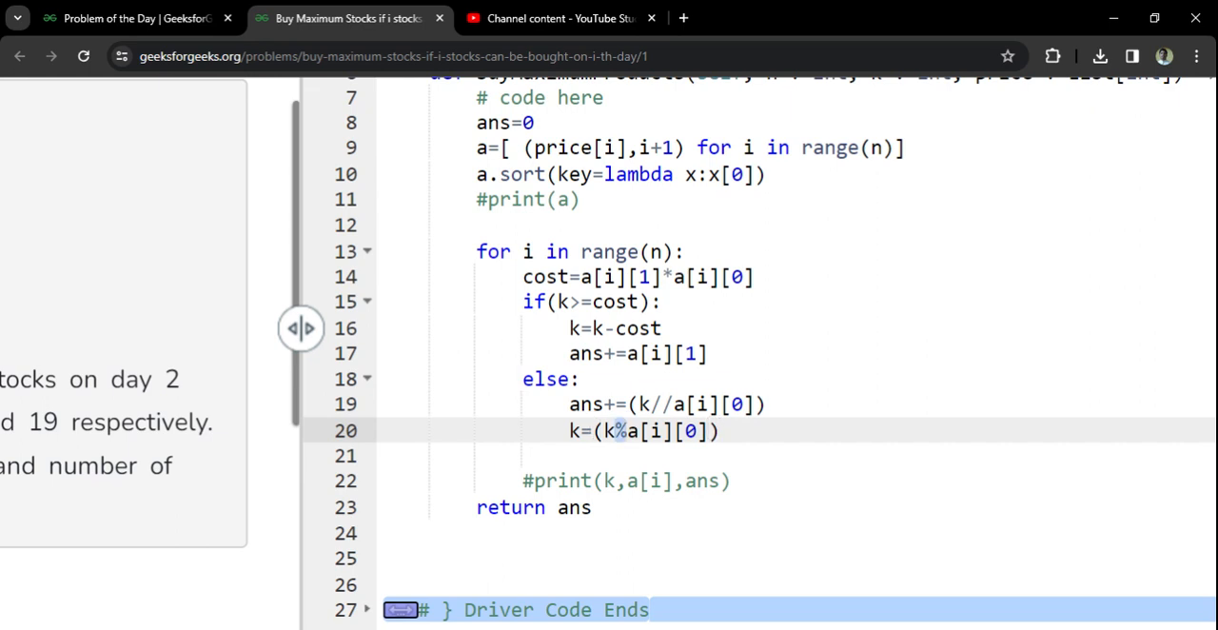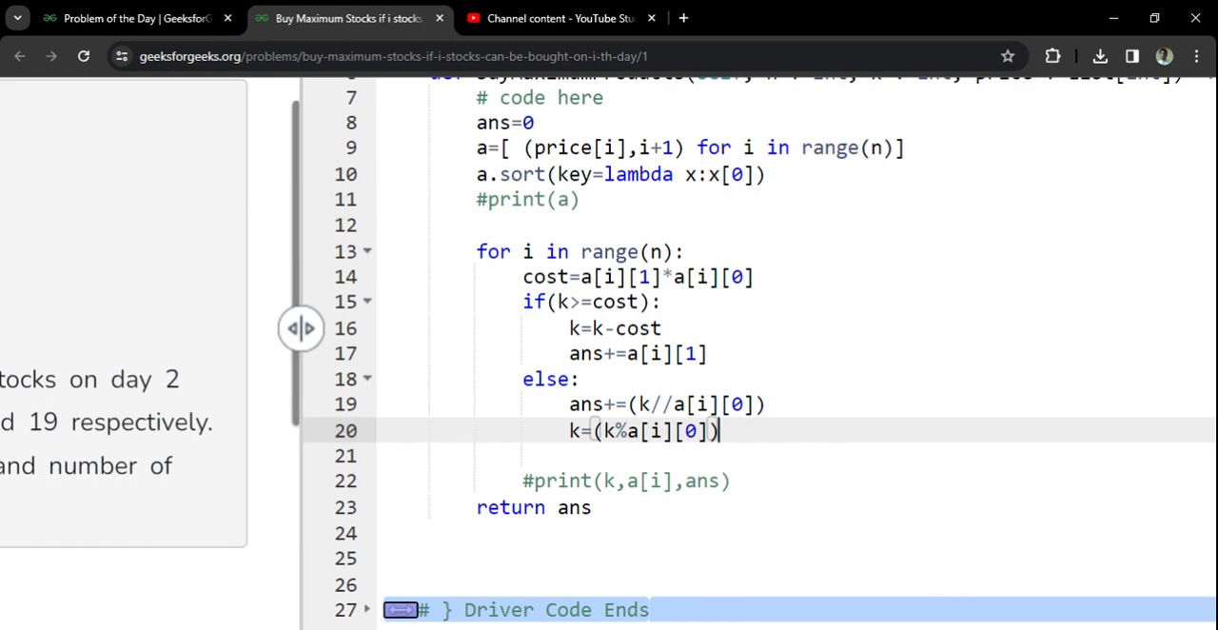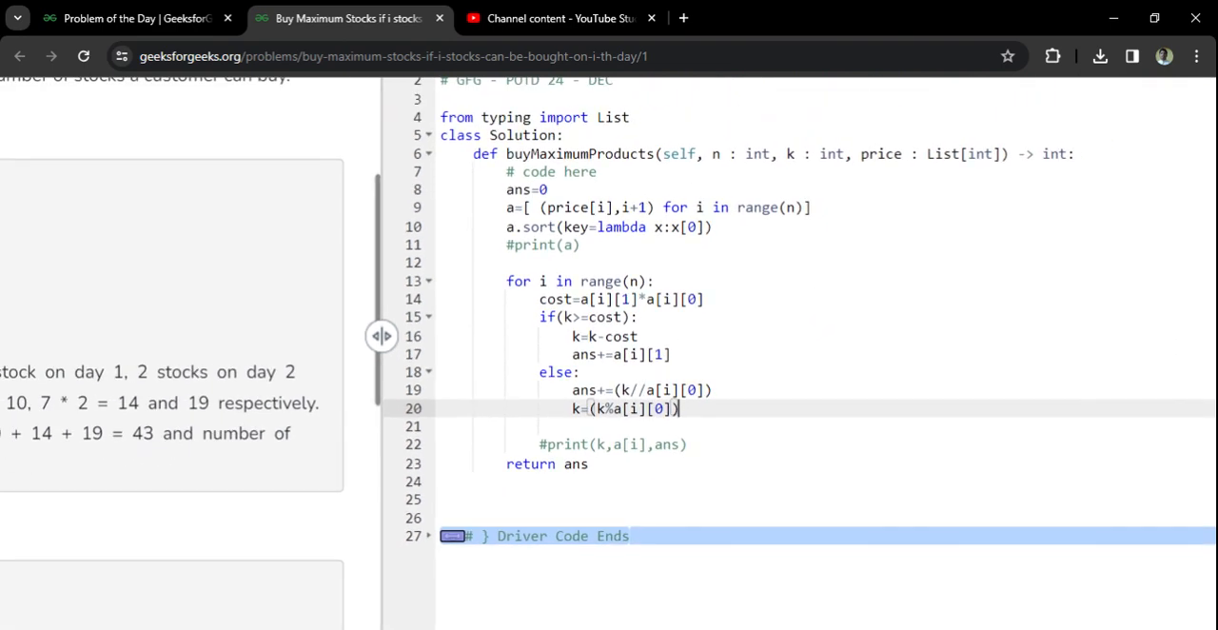So we are basically saying, if we divide it, what could be the remainder coming? Whatever is the remainder, that is the amount of money that is left. Okay, and this flow will continue till the last of it, and finally we will have the answer. What is the answer? Basically, the answer is how many maximum stocks we can buy.